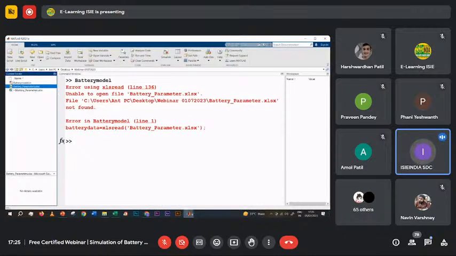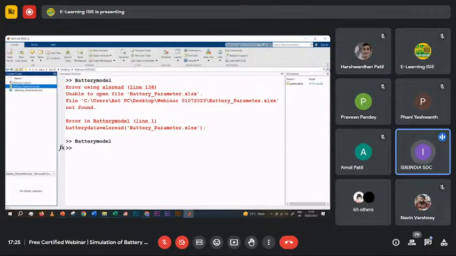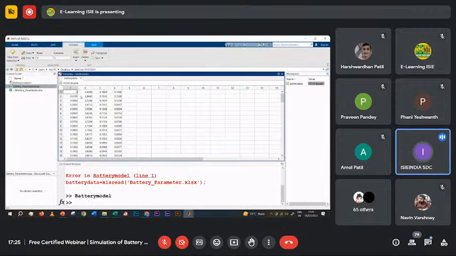So here it is the parameters. Okay, so let me add my parameters. Yeah. So you can see here that Excel sheet data has been coming into this MATLAB workspace. You can see there the SOC, the OCV data, this one was the charge resistance and this one was the discharge resistance. So now we have the Excel sheet onto our MATLAB workspace.